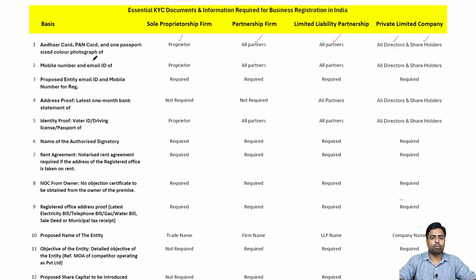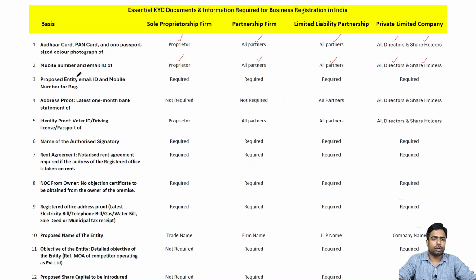Now, mobile number and email ID. We will require the mobile number and email ID of the proprietor in a sole proprietorship, of all partners in a partnership firm, of all partners for LLP, and for the private limited again of all directors and shareholders, along with their personal email IDs.